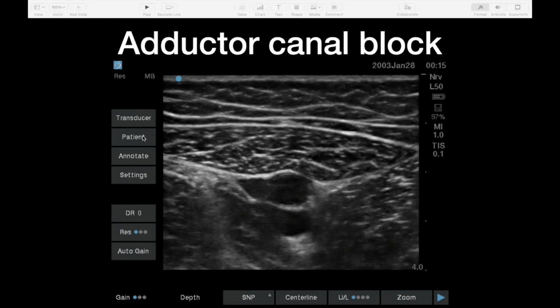And hopefully you've noticed this wouldn't be the place to do the block, because the medial border of sartorius, which will be over here somewhere, is definitely not lined up with the border between adductor longus and adductor magnus, which is this line down here. So this is too low. You'd have to scan probably a good 5 centimeters or so further up the leg until they lined up. Just highlighting the saphenous nerve again.